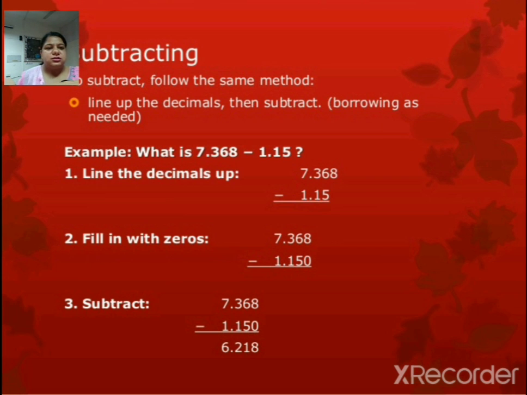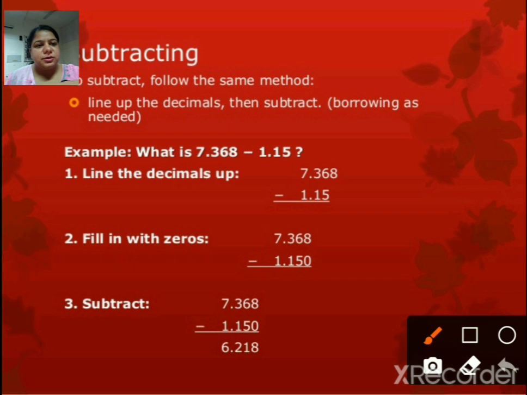Now just check the subtraction. Again 7.368, and you have to subtract 1.15, right? So again, first you have to line up the decimals. So again we have lined up the decimals, right? And then here there was nothing, so you can put 0 here. We have put 0 here, right? And then again you have subtracted in a normal manner. 8 minus 0 is 8. 6 minus 5 gives you 1. Then 3 minus 1 gives you 2. So this is the simple subtraction.